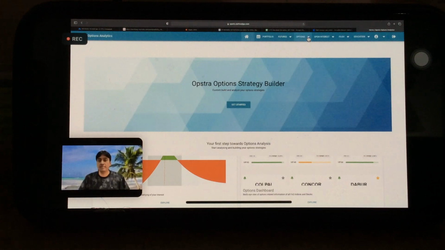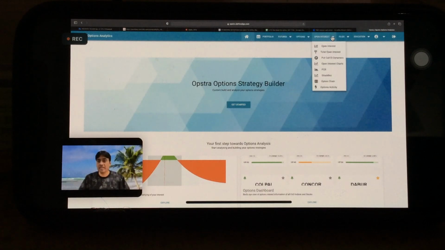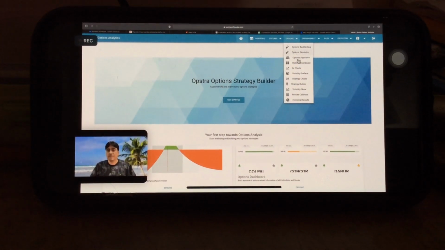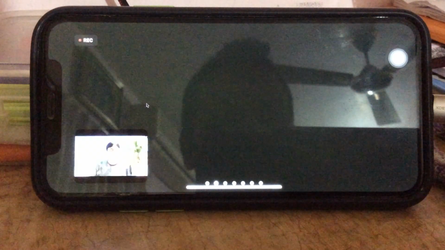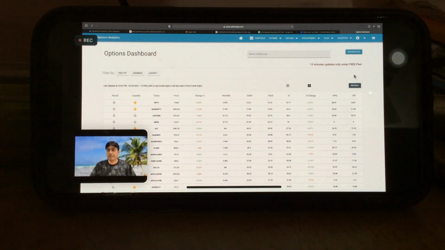Here you can see futures, options and open interest, right? So if you go to the options dashboard, here you can see results, liquidity, ticker, price, change, right?